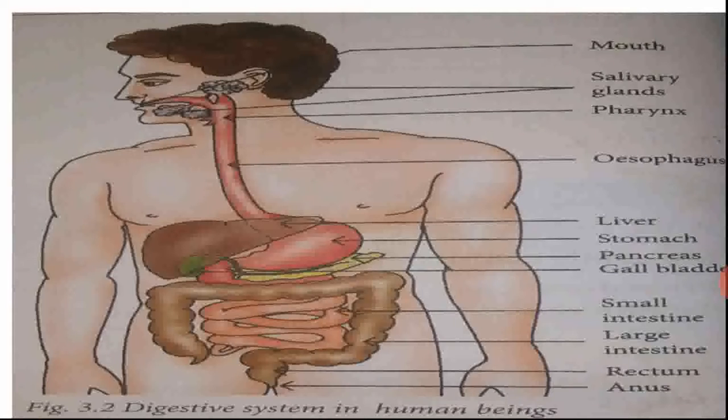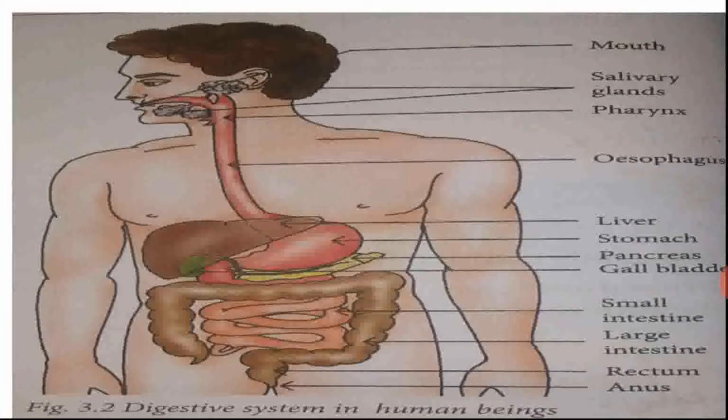Now next is the stomach. All these are the parts of the alimentary canal. Remember all that. The stomach is a bag-like structure. You can see in the diagram also, it looks like a bag. The walls of the stomach secrete gastric juice.